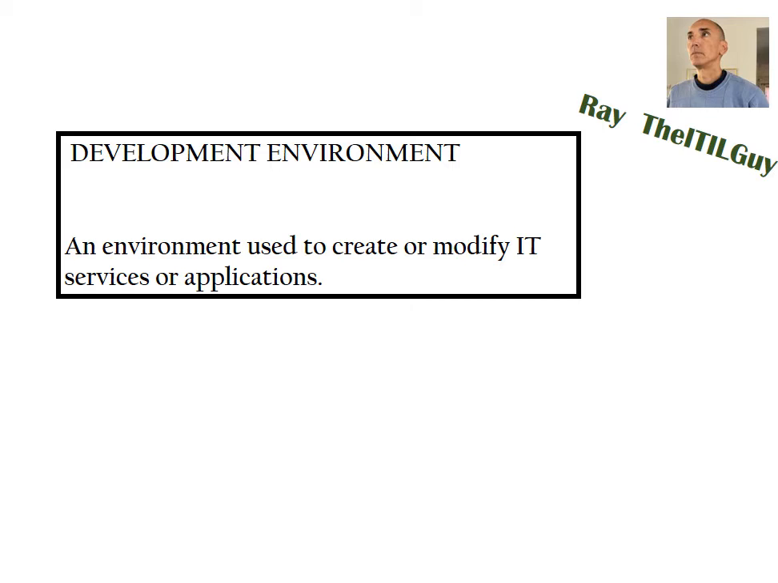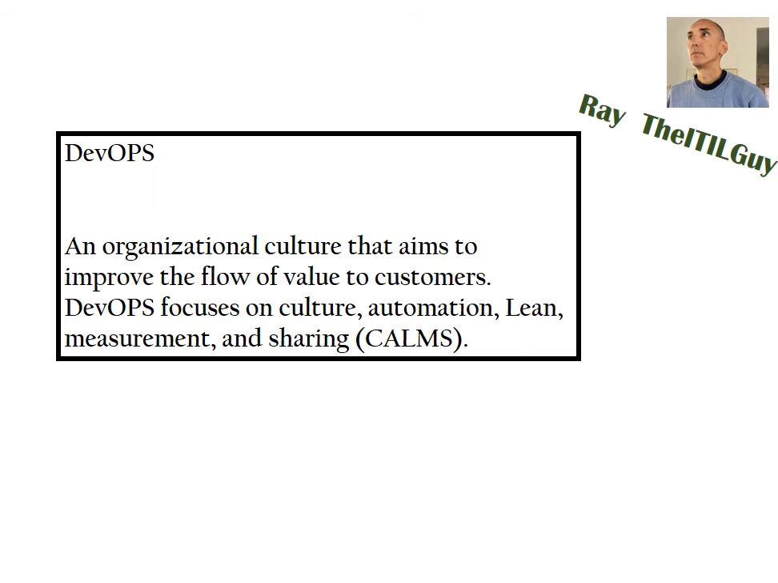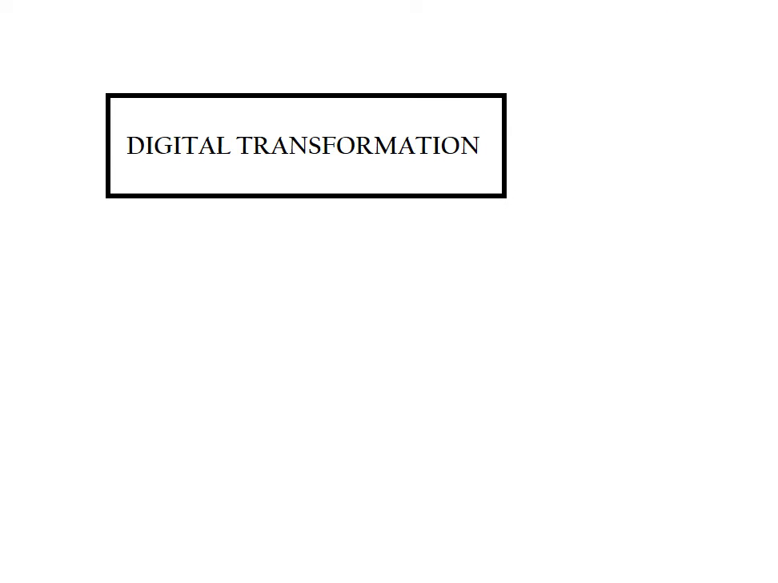What is development environment? Development environment is an environment used to create or modify IT services or applications. What is DevOps? DevOps is an organizational culture that aims to improve the flow of value to customers. DevOps focuses on culture, automation, lean, measurement, and sharing. CALMS is the acronym.